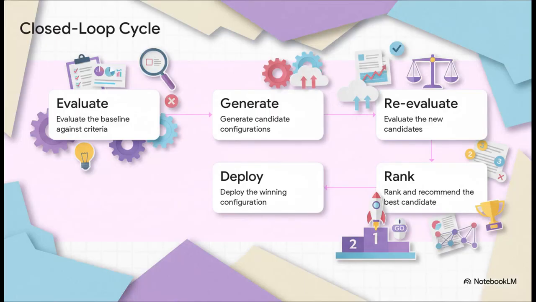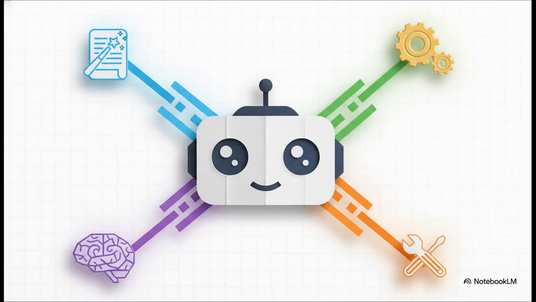So here is how the Agent Optimizer solves that bottleneck using a closed-loop cycle. Step 1, it evaluates your agent's baseline against defined pass-fail criteria. Step 2, based on what failed, it actually generates new candidate configurations. Step 3, it evaluates those new candidates against the same tasks. Step 4, it ranks the results and recommends the best one, showing you token costs and everything. And finally, Step 5, you deploy the winner with one click. The craziest part, it generates and ranks these new configs in minutes, with zero model retraining or manual code changes required.